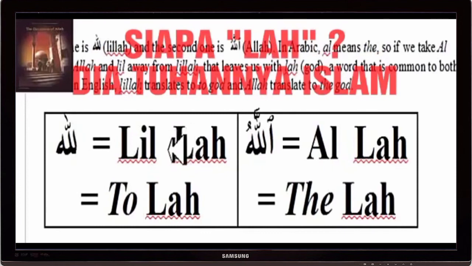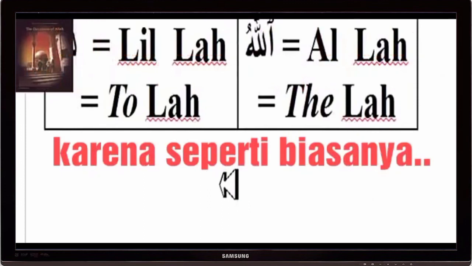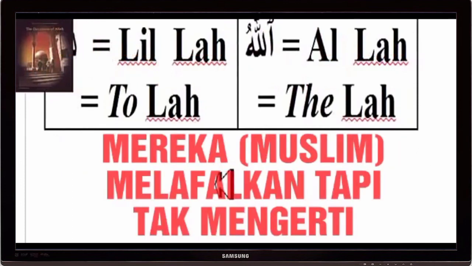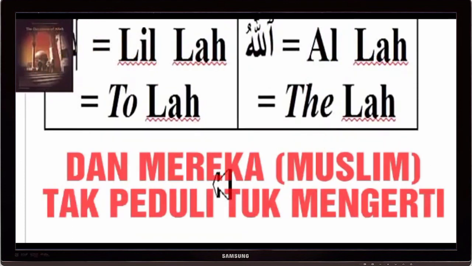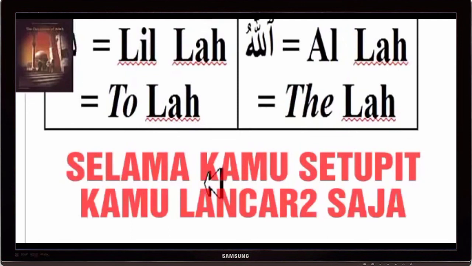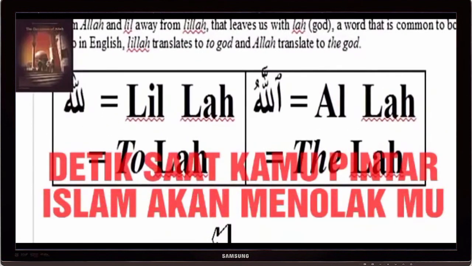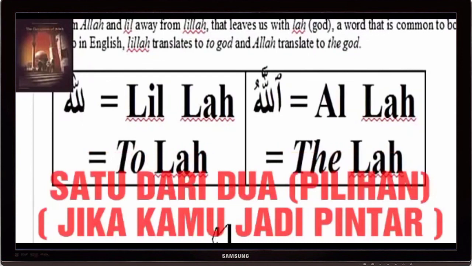And by the way, even Muslims do not know that this is in their book, because Muslims, as usual, are people who recite but don't understand, and they don't care about understanding. You know, the most important thing in Islam is just to be dumb and stupid. As long as you are dumb and stupid, you are good to go. The second you start being smart, Islam will reject you. Either Islam will reject you or you will reject Islam.